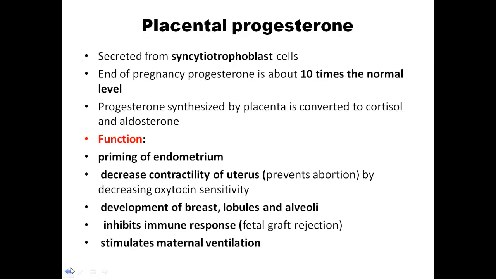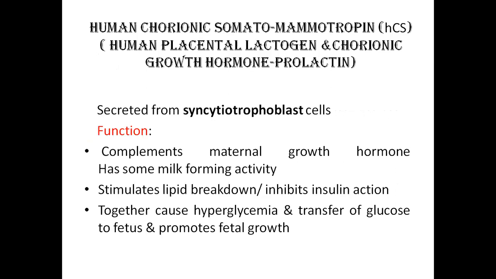And also, it helps in inhibiting the immune response. As we have said, that fetal graft, though is a foreign body, it avoids rejection. And progesterone is one of the very important hormones to prevent the graft rejection. And it stimulates the maternal hyperventilation. Maternal alveolar ventilation is being increased by progesterone. That is also very important because the diaphragm rises up and the abdomen swells up. So the ventilation has to be increased to get rid of the carbon dioxide, which is produced in more amount.